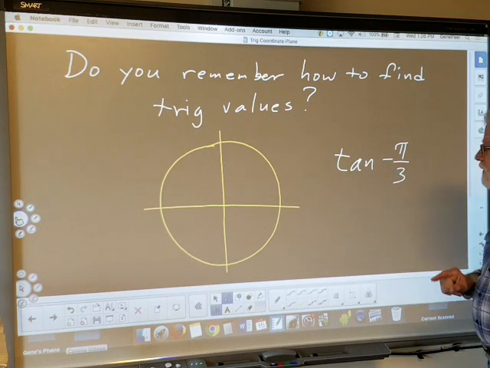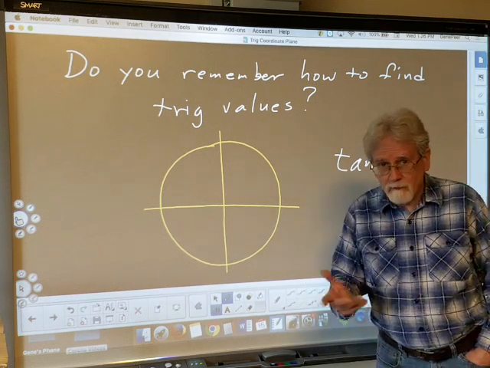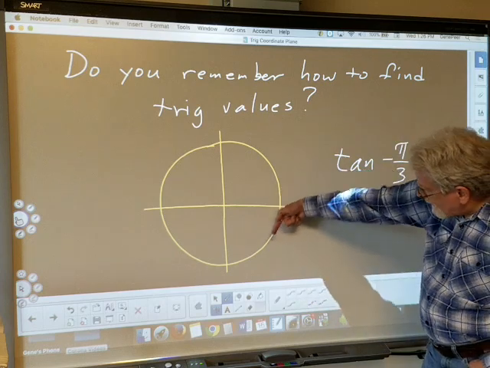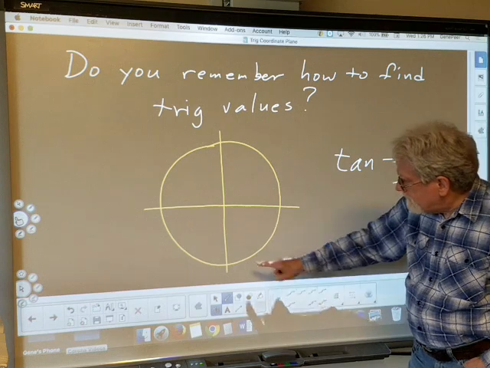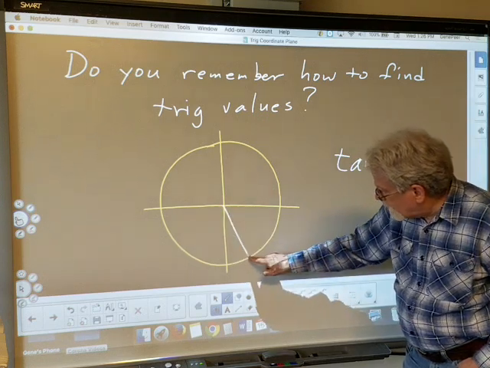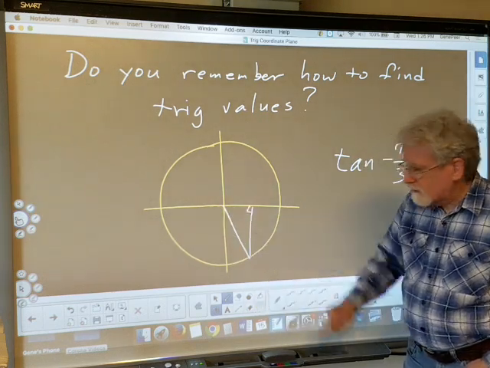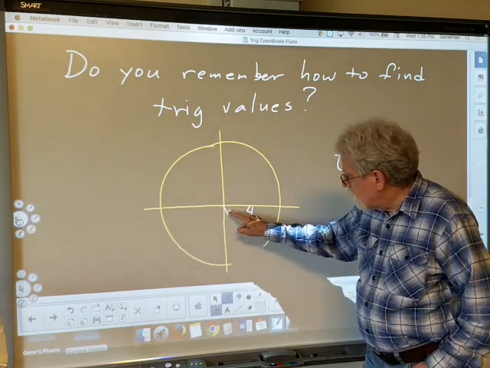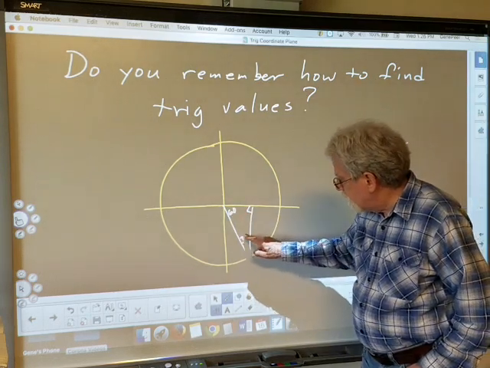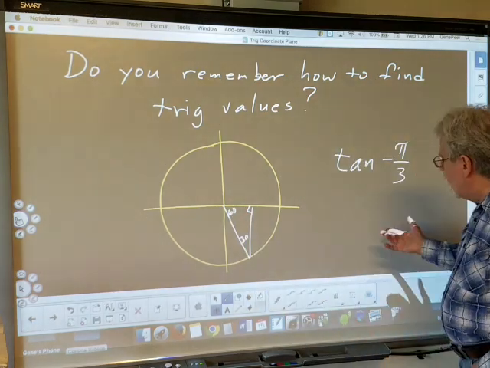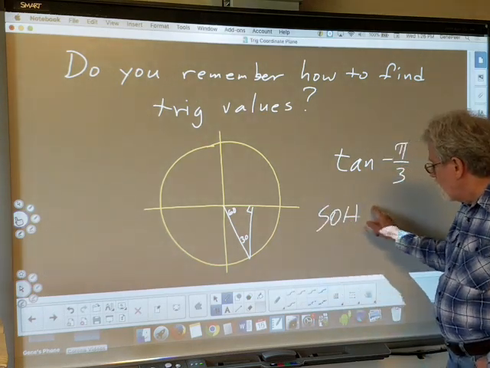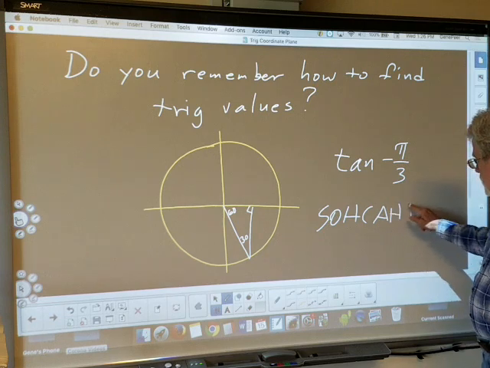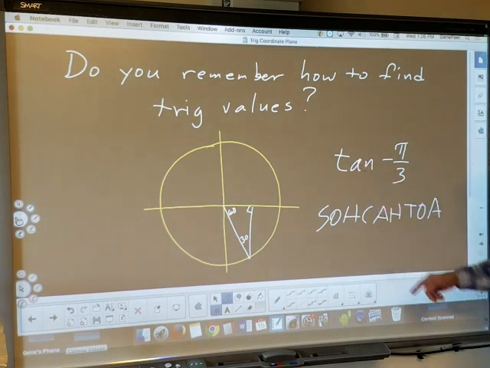First of all, where in the world is pi over 3, or negative pi over 3? Negative means we go that direction. Pi over 3 is going to be 60 degrees that way. So pi over 3 sits about like that. Where this would be 60 degrees, this would be 30 degrees. As you know, I lean toward using SOHCAHTOA. Tangent is opposite over adjacent.